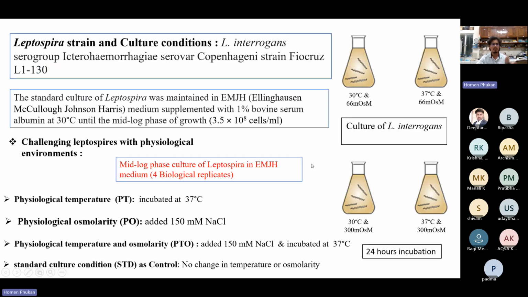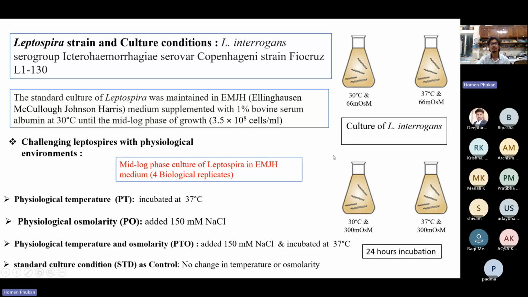This is methodology only. You should not get confused with this terminology, though. Let me explain. PT is nothing but physiological temperature, the temperature we raised to 37 degrees centigrade, as you can see here. Then the physiological osmolarity is termed PO, because I will be explaining it in the upcoming slides. 150 millimolar sodium chloride we used for mimicking the osmotic condition, which is equivalent to 300 milliosmolar. Both synergistic conditions we put together, and the standard culture condition we kept as a control.